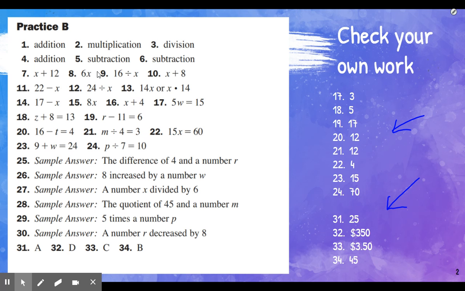I'm going to give you about 2.5 more minutes to finish checking your work. And then we'll move on. Okay, so what are you going to do? Put the correct answer down.